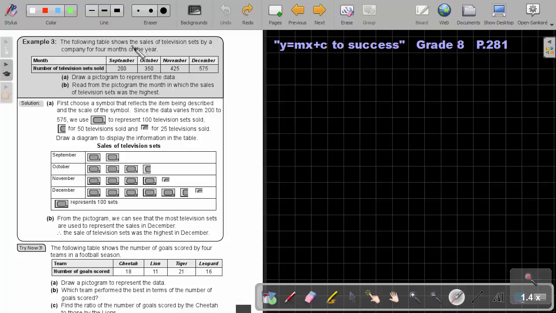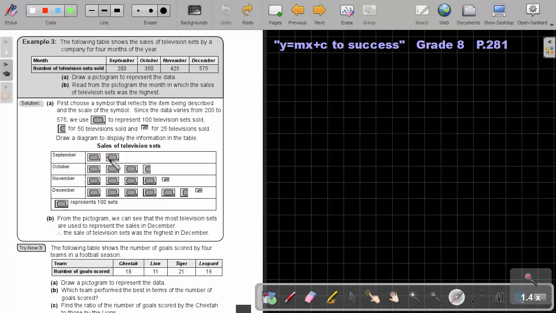Example 3. The following table shows the sales of television sets by a company for 4 months of the year: September, October, November, December. Draw a pictogram to represent the data. Read from the pictogram the month in which the sales of the television sets was the highest. First, choose a symbol that reflects the item being described and the scale of the symbol. Since the data varies from 200 to 575, we use a TV to represent 100 television sets sold. Half a TV for 50, and a quarter for 25 sold. Draw a diagram to display the information in the table.